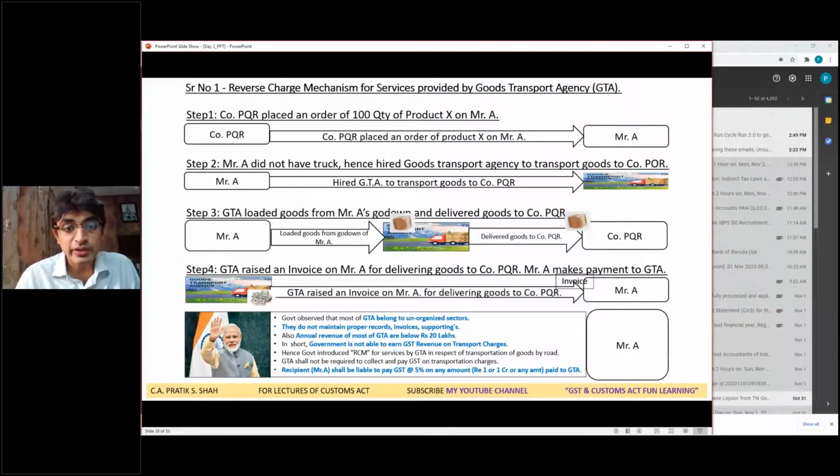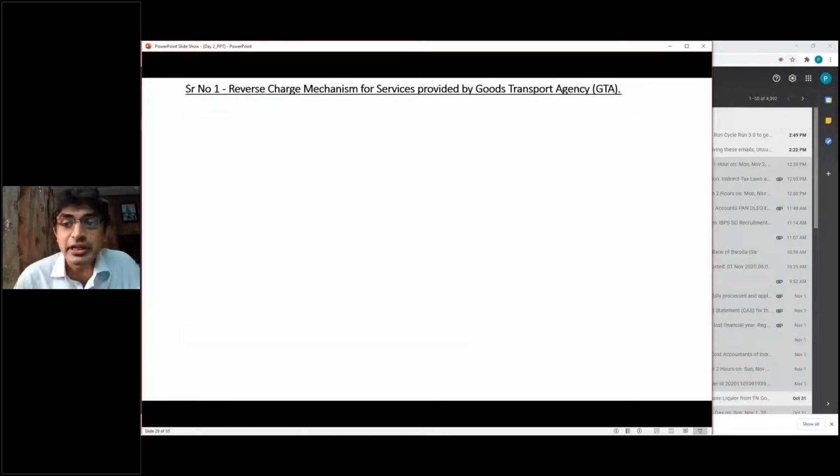Now there are a few points in it. One new thing has come which is there in your exam, which I will explain in GTA. See this. What is the point here?